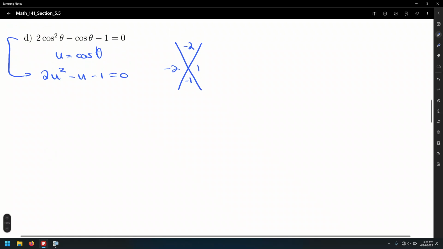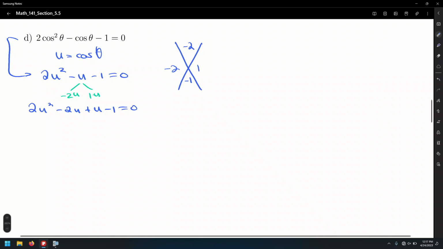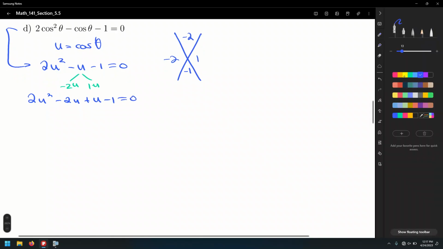What are we going to do with these two numbers? Careful, not like the double bubble method we did before. We're going to split these two, -2 and 1, actually it's -2u and 1u. So that means 2u squared minus 2u plus u minus 1, set equal to 0. Then, since we have 4 terms right here, how about we use factor by grouping? That's the method we go to every time we have 4 terms.